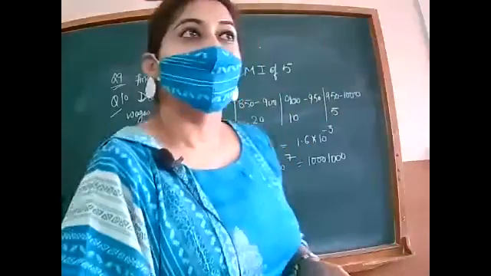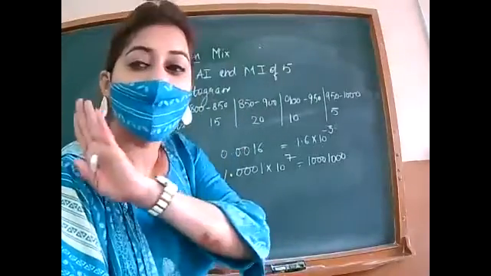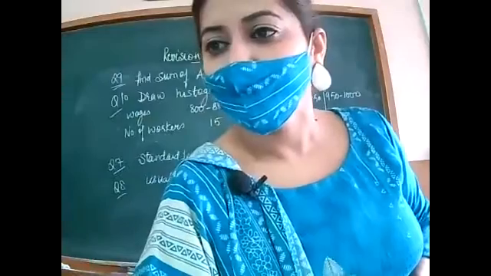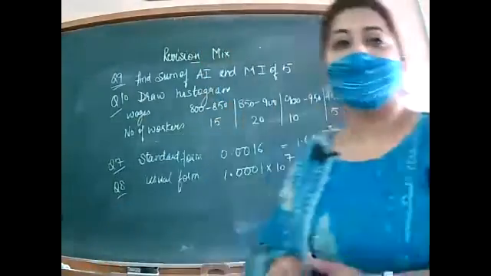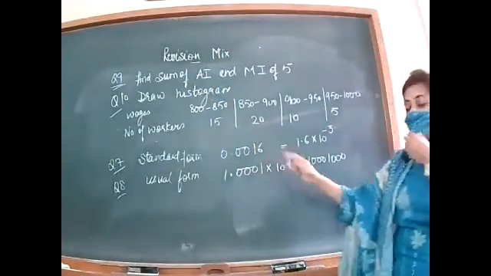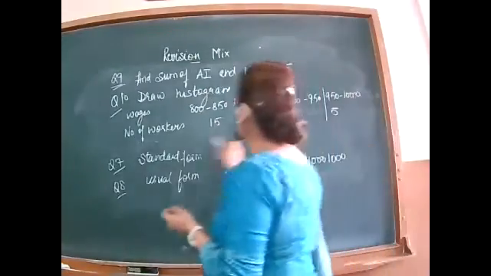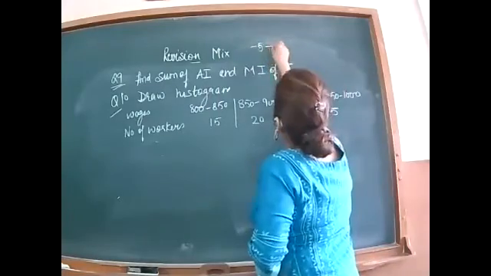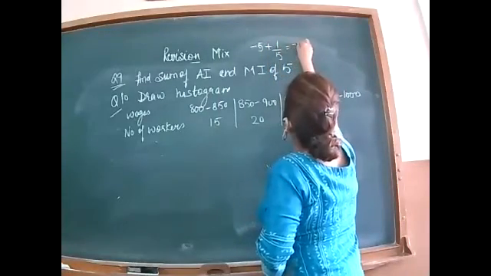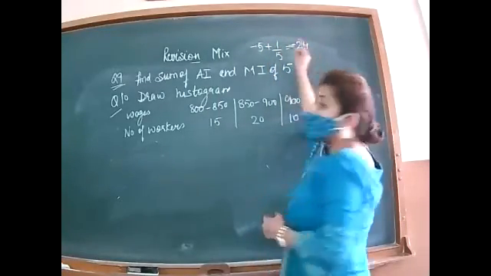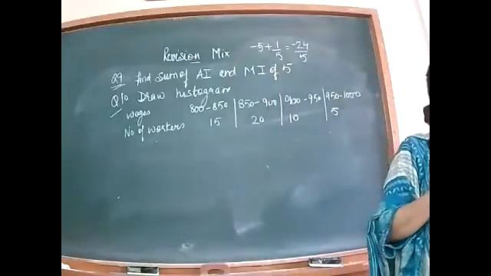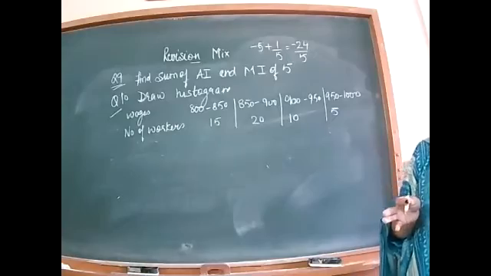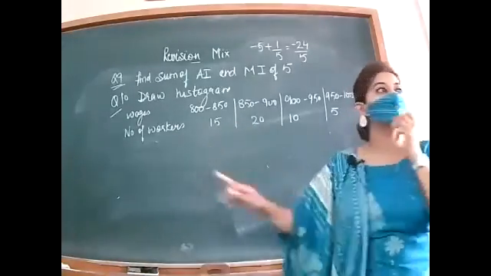And multiplicative inverse of 5 is 1/5. Find their sum. Firstly, write the additive inverse, then write the multiplicative inverse, then find the sum. So, -5 plus 1/5 will give you -24/5. How have we added these terms? By LCM. Don't add them directly. That will be wrong.